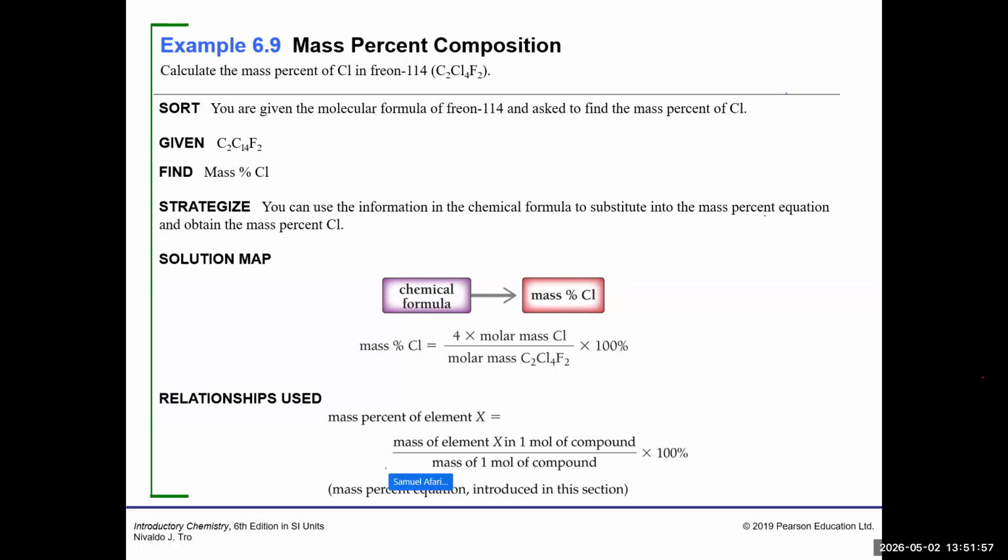Carbon, what is the atomic mass of carbon? And what is the atomic mass of chlorine? What is the atomic mass of fluorine? Multiply fluorine by 2, multiply chlorine by 4, multiply carbon by 2, add them all together, and then we know the molar mass of Freon, and then multiply by 100%. Then we are good. So this is the relationship we use, the chemical formula into mass percent of chlorine.